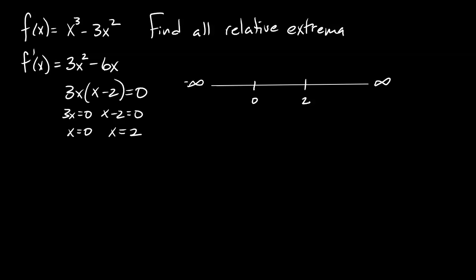Sydney, how am I going to figure out the slopes in between 0 and 2? Any thoughts?